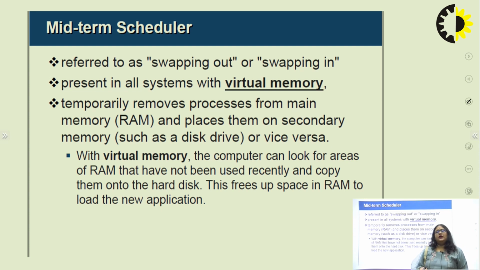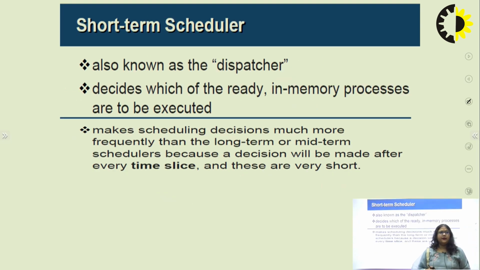Present in all systems with virtual memory, we use that particular scheduler. With virtual memory, the computer can look for areas of RAM that have not been used recently and copy them onto the hard disk, so that free space in RAM is available to load new applications. Basically, the midterm scheduler is responsible for the swap in and swap out process from the waiting state to the suspended block states.